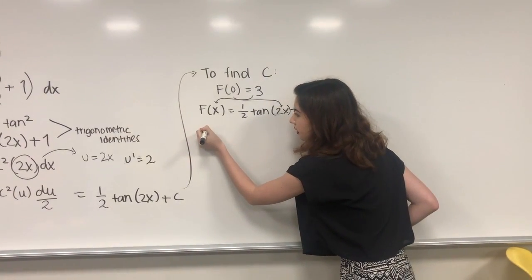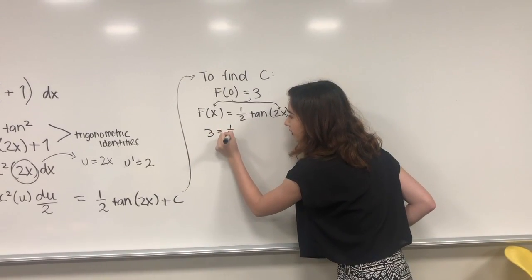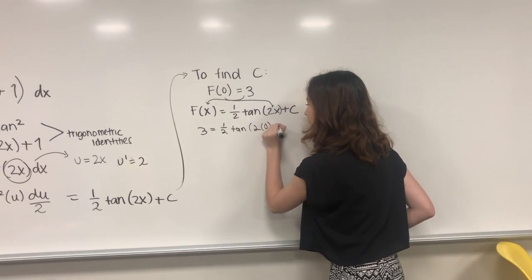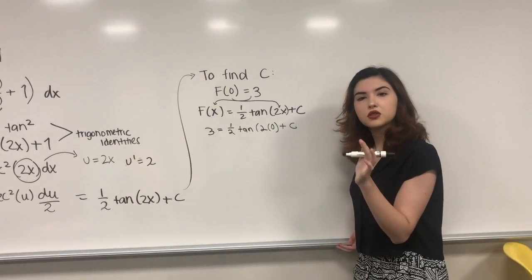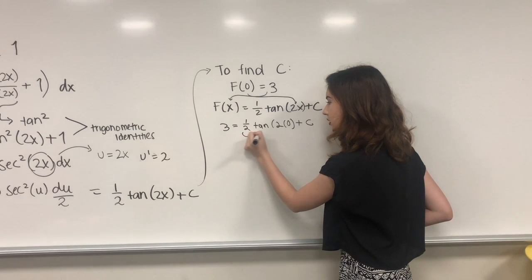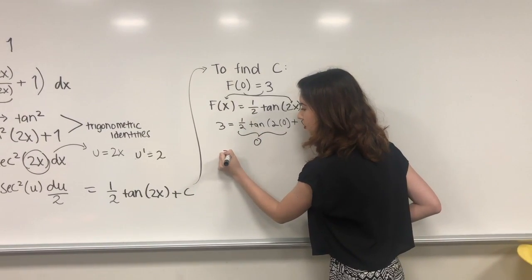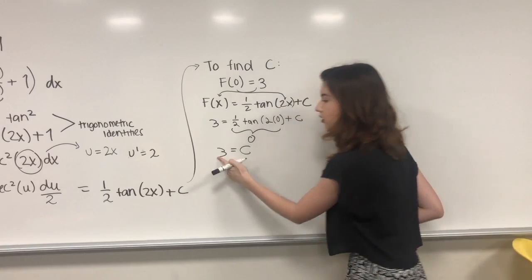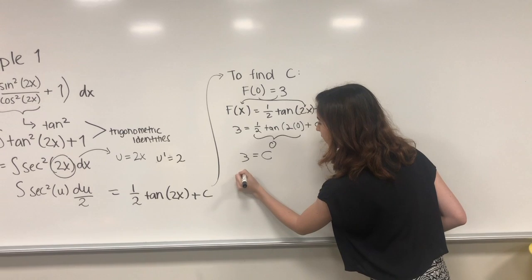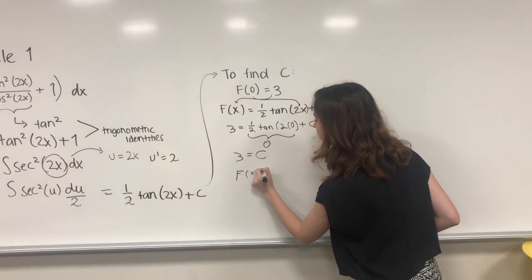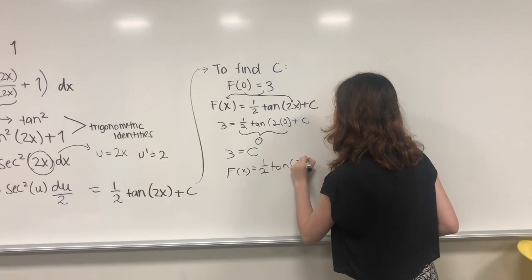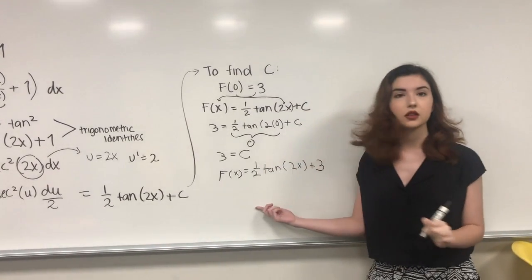So in the end you get technically 3 equals 1/2 tan 2 times 0 plus c. And what you're trying to do is actually find c. In this case, this will all equal 0. So you quickly know already that the answer is 3. So to finalize the problem, you need to write f of x equals 1/2 tan 2x plus 3. And that's your final answer.